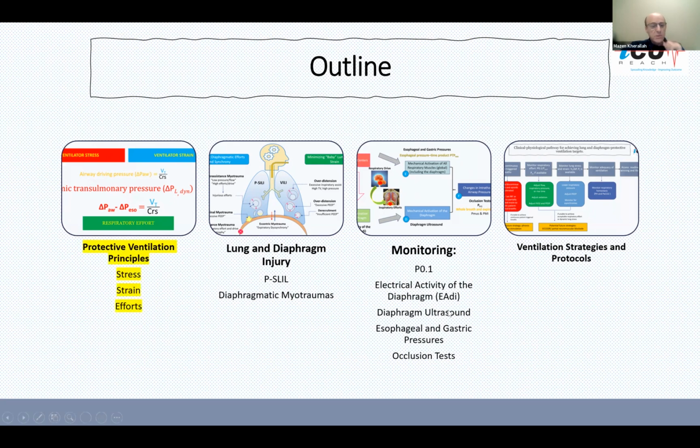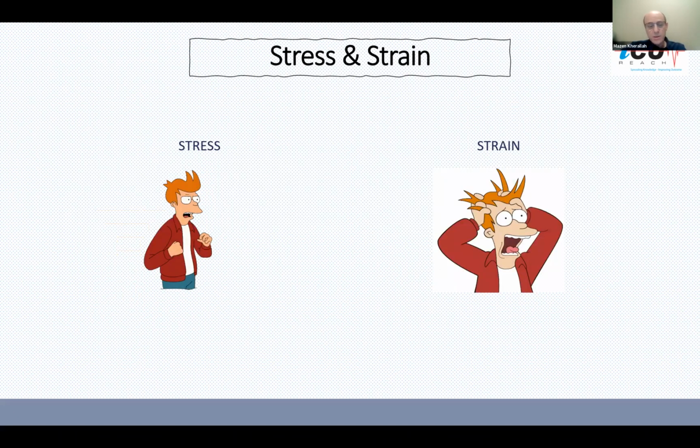The first thing I'm going to be talking about is protective ventilation principles. You all heard the term stress and strain. I'm not sure if everybody understands what these terms mean in terms of protective lung strategy. Stress in principle is the pressure applied on the area. You can see that this person is exposed to some pressure from his boss, let's just say. The strain is the resultant deformation, his reaction to that stress, and you can see how he reacted.